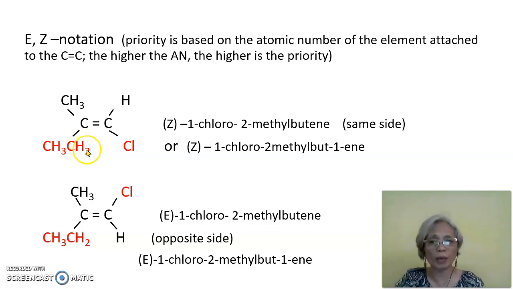Okay, we also have this. So we do the same. We compare. Chlorine is of a higher priority than hydrogen. Ethyl is of a higher priority than methyl. So the two substituents which are of higher priority are on the same side. So we have (Z)-1-chloro-2-methylbutene. So I hope you recognize now you have 4 carbons as the parent chain. 1, 2, 3, 4. And chloro is attached to carbon number 1. And then methyl is attached to carbon number 2. Again, we have (Z)-1-chloro-2-methylbutene. If they are opposite, we have (E)-1-chloro-2-methylbut-1-ene.